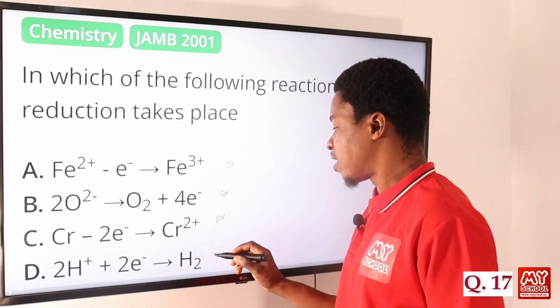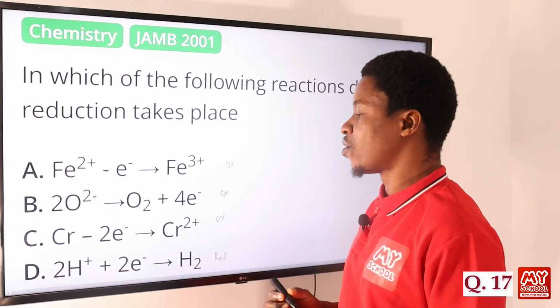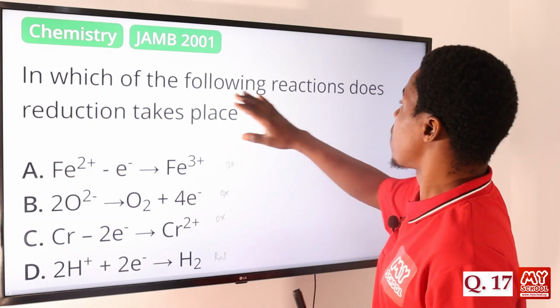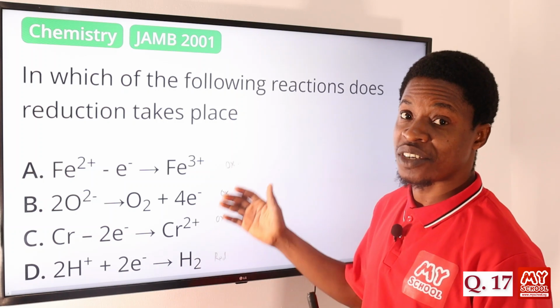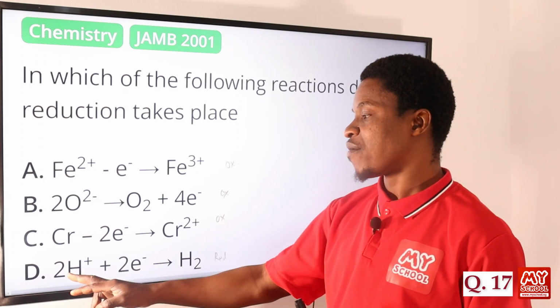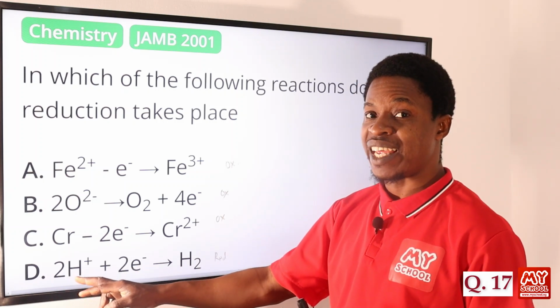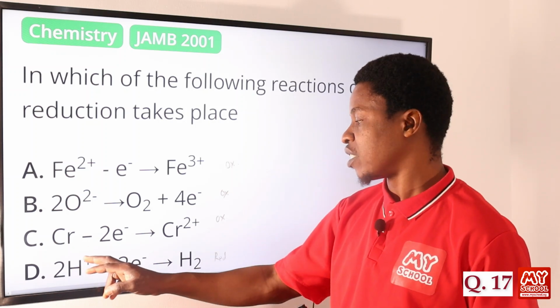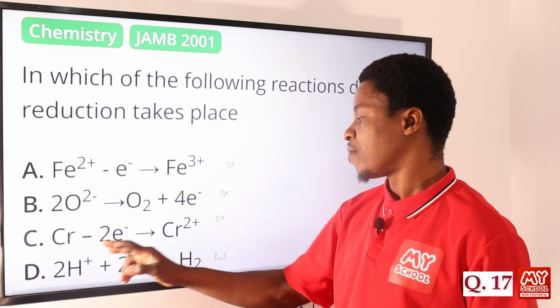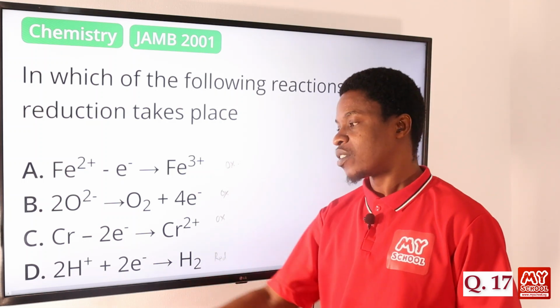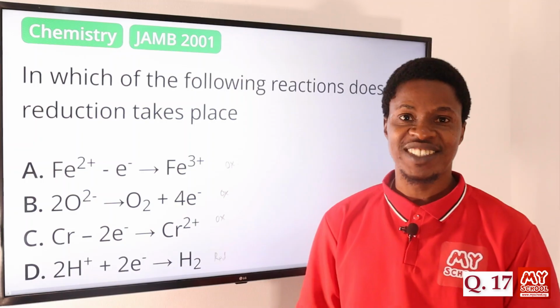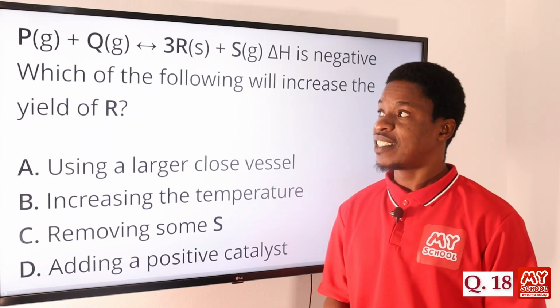So this is reduction. The question says, in which of the following reactions does reduction take place? It is glaring from what we just did that we have a reduction in the oxidation state of hydrogen, from a positive value to 0. So the correct answer is option D. Let's move on to question number 18.